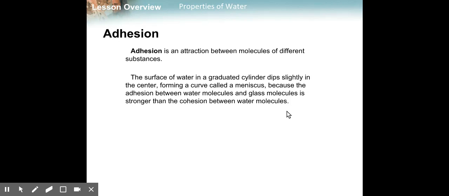A good example of adhesion: if you put some water in a graduated cylinder and look at it very carefully, the surface of the water is going to be curved. It's called a meniscus, because the water molecules are sticking to the side of the graduated cylinder more. The attraction is stronger than the forces that are holding the water molecules together.